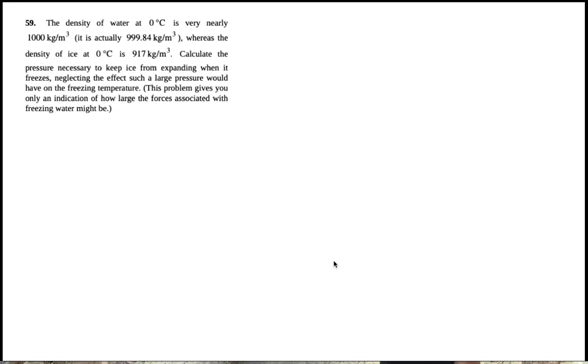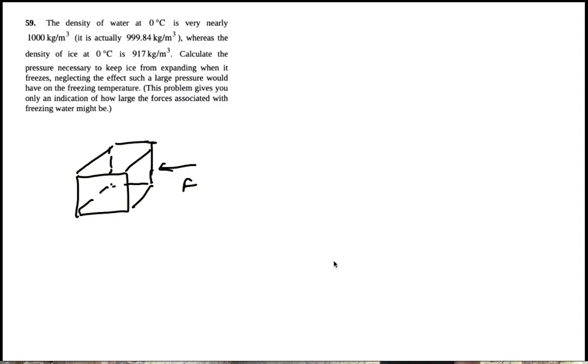This problem gives you an indication of how large the forces associated with freezing water might be. All right, so we have a container containing water, let's say, and then we freeze this, and it's become ice. So what is the force you'll need to apply to keep the ice from expanding?